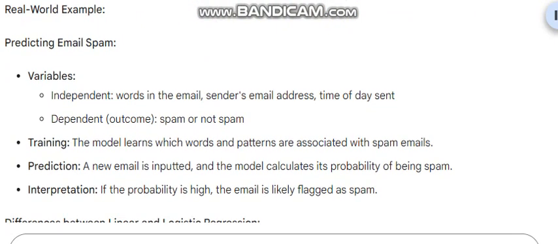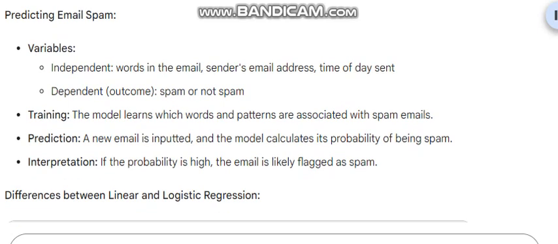Real-world example. Predicting email spam. Variables. Independent. Words in the email, sender's email address, time of day sent. Dependent. Outcome. Spam or not spam.